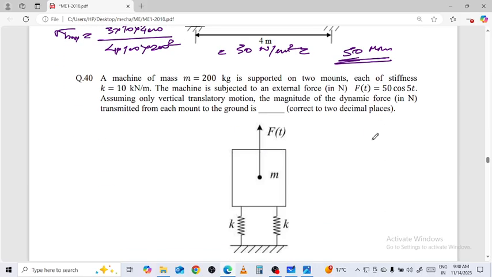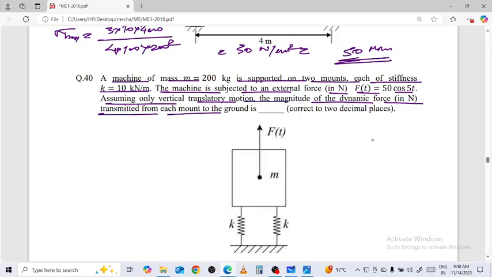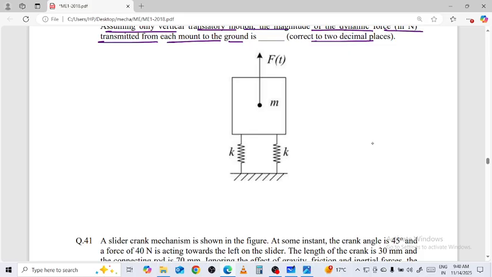Next question we go through. A machine of mass m 200 kg is supported on two mounts, each of stiffness 10 kilonewton per meter. The machine is subjected to an external force F(t) equal to 50 cos 5t, assuming only vertical translatory motion. Magnitude of dynamic force in Newton transmitted from each mount to the ground is in blank.